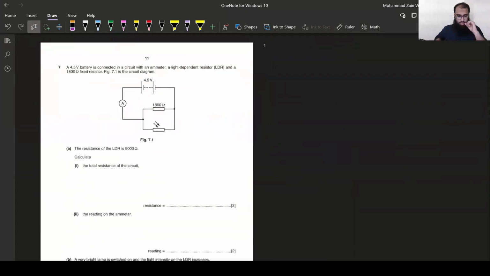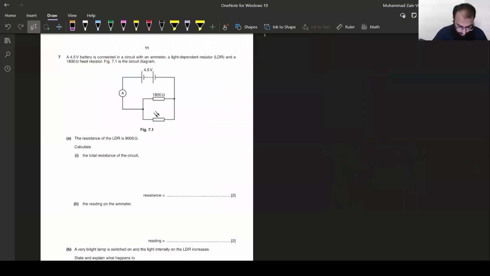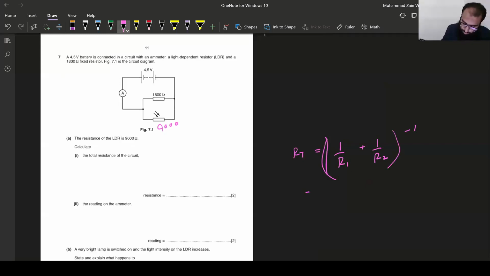Okay, so now the next part is to calculate the total resistance of the circuit. The resistance of the LDR is 9,000 ohms, so I just write it here, 9,000. The total resistance would be 1 over R1 plus 1 over R2, and this whole thing becomes inversed. So 1 over 1800 plus 1 over 9000, inverse. Can someone tell me the answer?